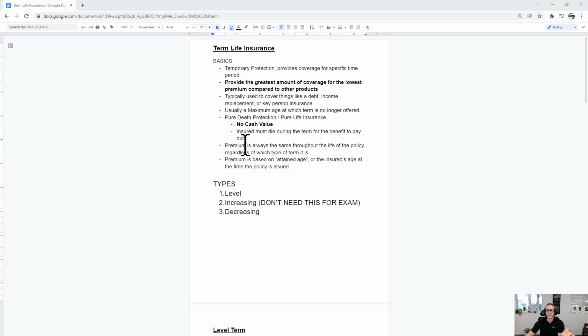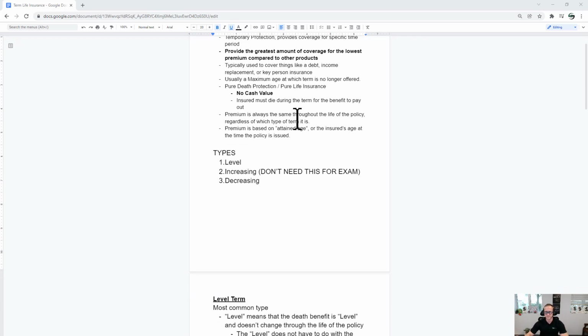But hey, what it comes down to is, can your family afford for you to die? Can your beneficiaries afford for you to die? If not, then you've got to get a policy like this.